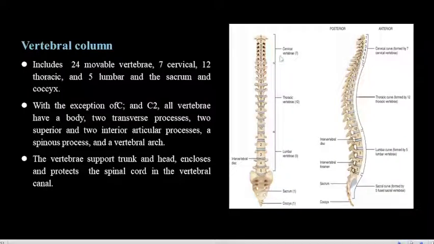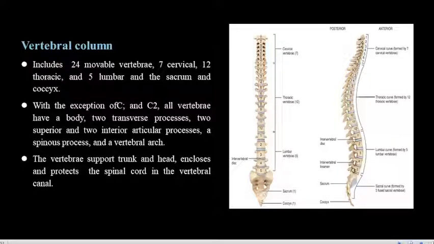After the cervical vertebrae, meron tayong 12 na thoracic vertebral bones. So, pwede mong tawagin as T1, T2, T3, T4, T5 hanggang T12. Okay? And then, followed by the lumbar vertebrae, merong 5. So, L1, L2, L3, L4, L5. And then, you have the sacrum.